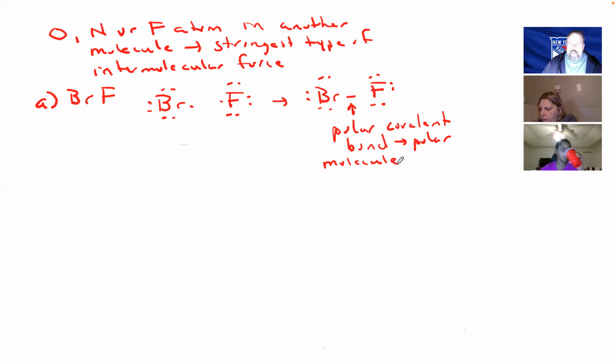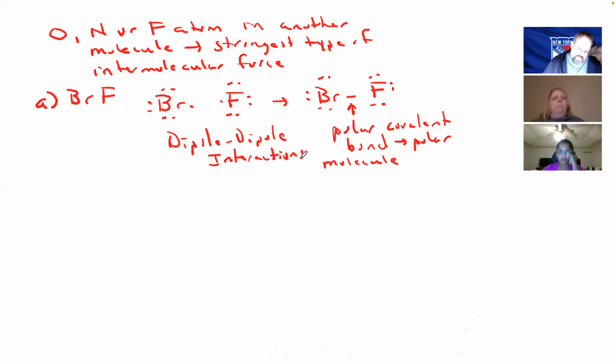So dispersion forces are always going to be present. But is that the major type of interaction? When they say major type, they mean the strongest. We don't have hydrogen bonding because we don't have hydrogen. And therefore, what we do have, because this is a polar molecule, you have dipole-dipole interactions that are present.